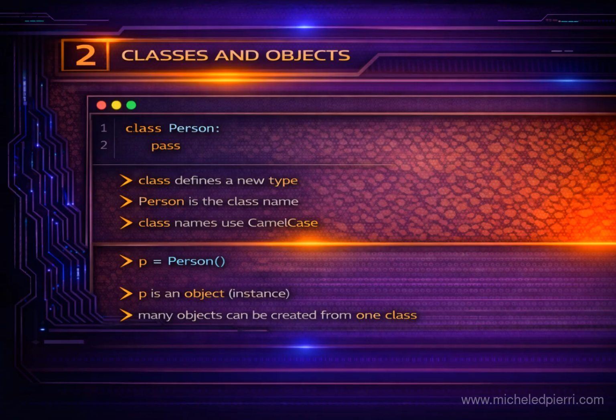For now, the example is intentionally minimal. The purpose is to separate the concepts cleanly. First you define a class, which is a type. Then you instantiate it, which gives you an object. Next, we will start giving the class real content so the objects become useful.